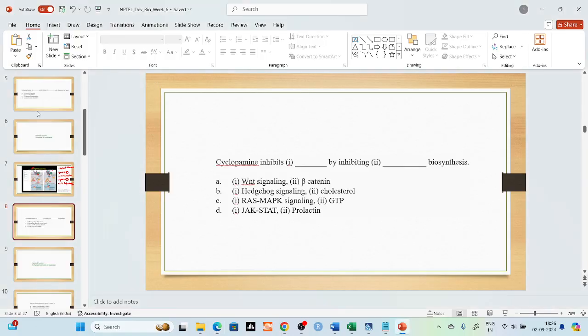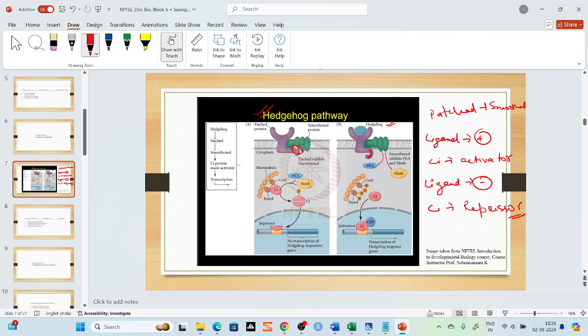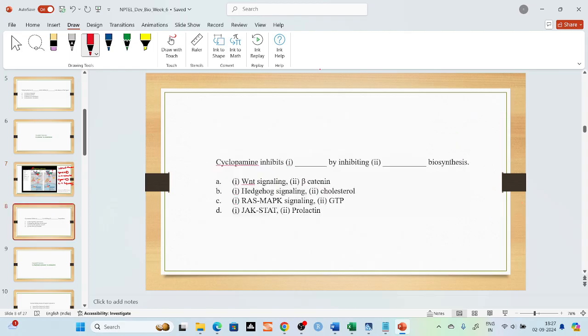If you see the pathway here, what are they doing? They are targeting the smoothened receptor. So what happens? Even if the hedgehog is present, the smoothened is targeted, and therefore the hedgehog signaling does not take place. Even in the presence of hedgehog, your signaling is not taking place. That is what cyclopamine and other teratogens do. So the correct answer would be cyclopamine. They inhibit the hedgehog signaling by inhibiting the cholesterol biosynthesis.